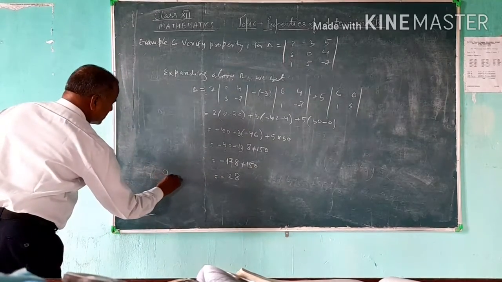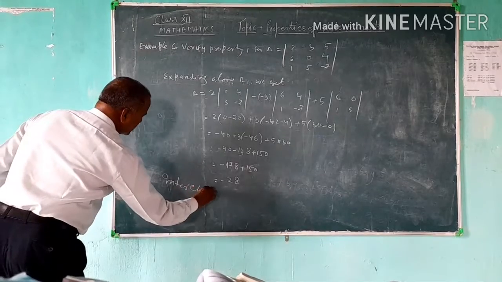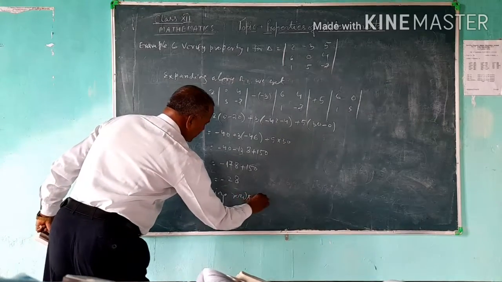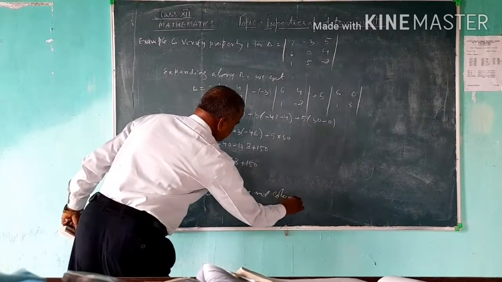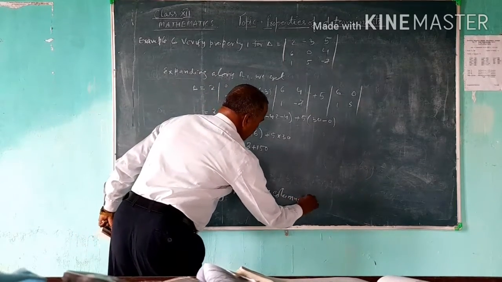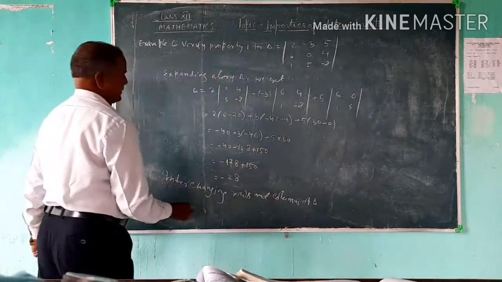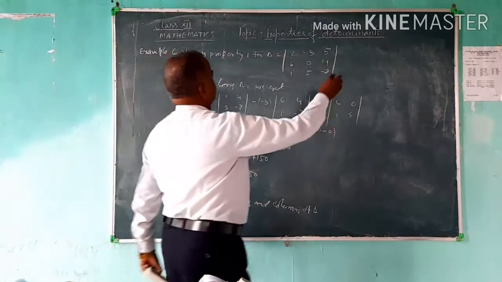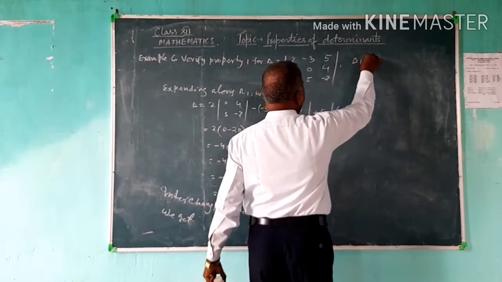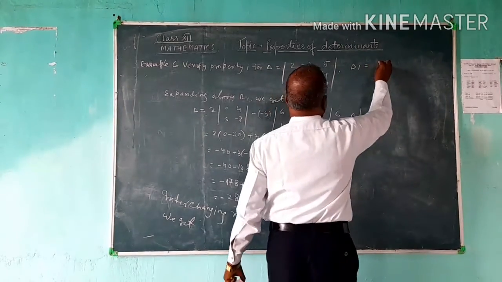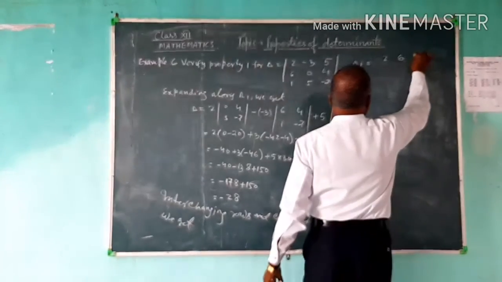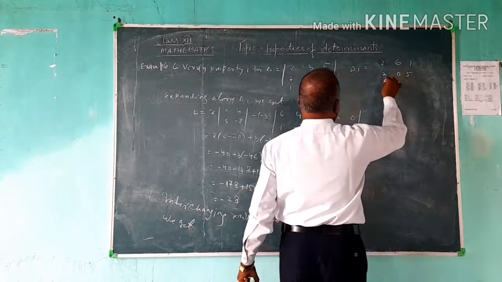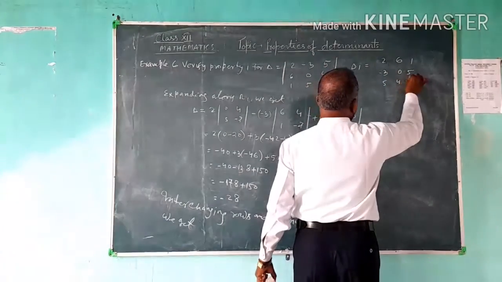Interchanging rows and columns of delta, we get delta 1 equal to the determinant 2, 6, 1; minus 3, 0, 5; 5, 4, minus 7.